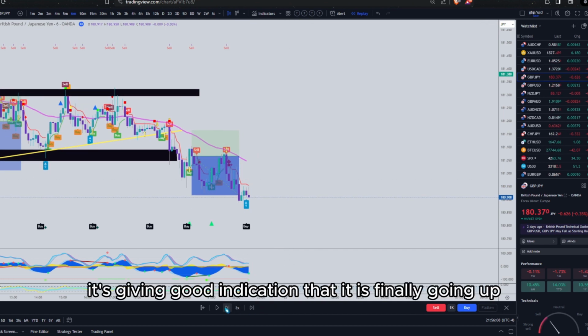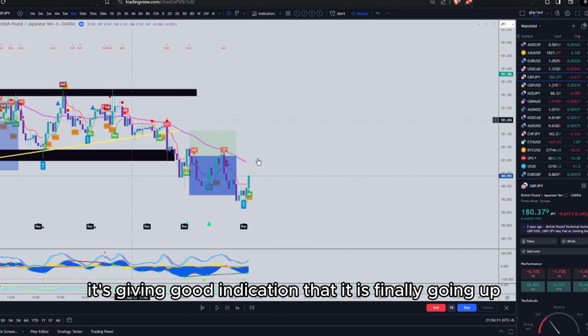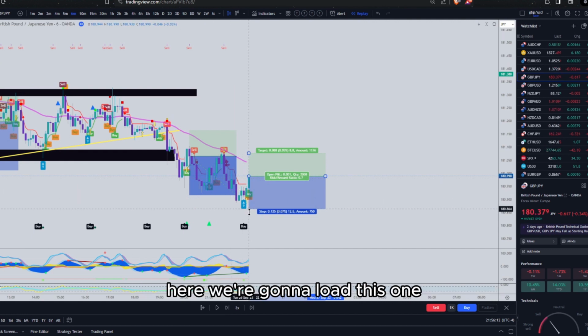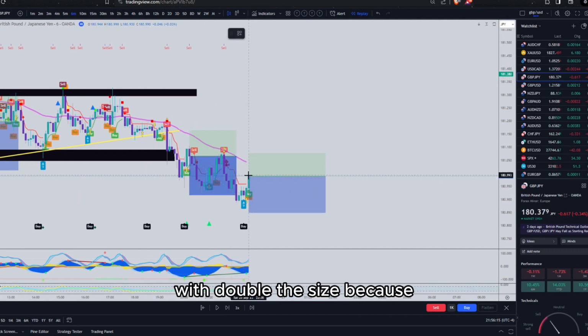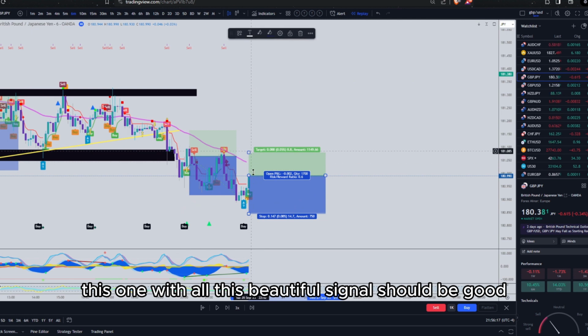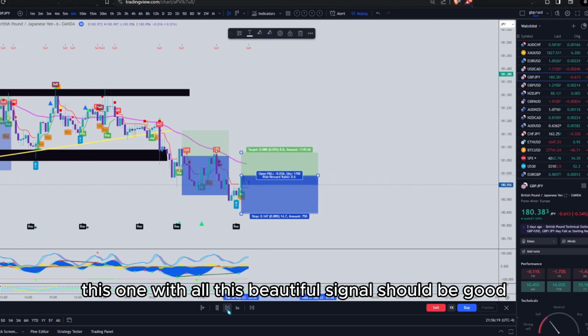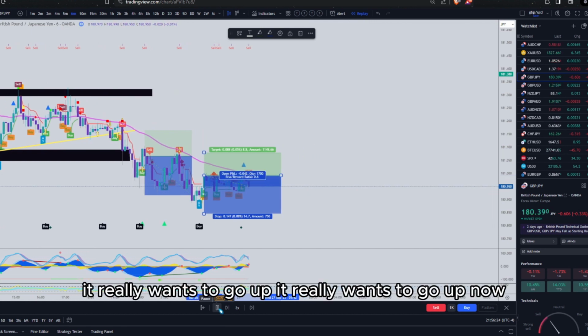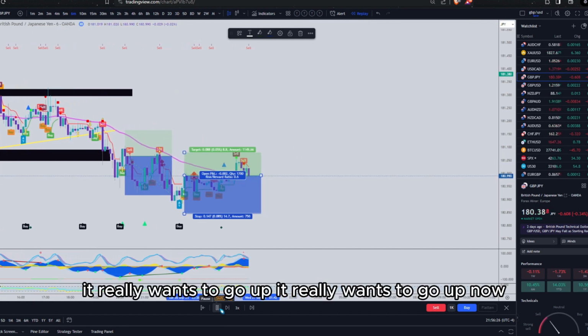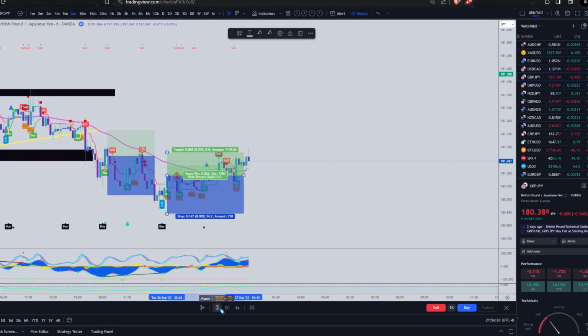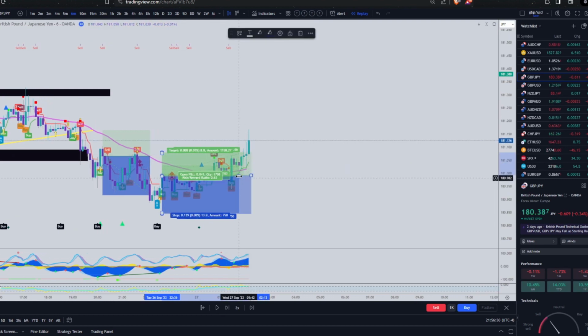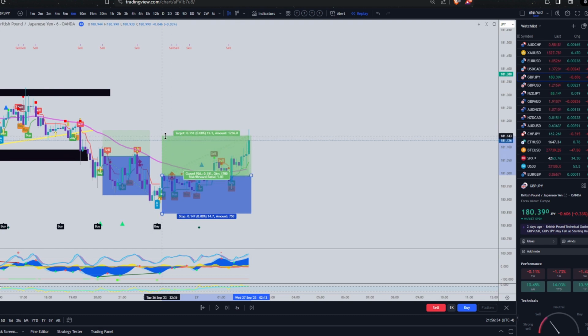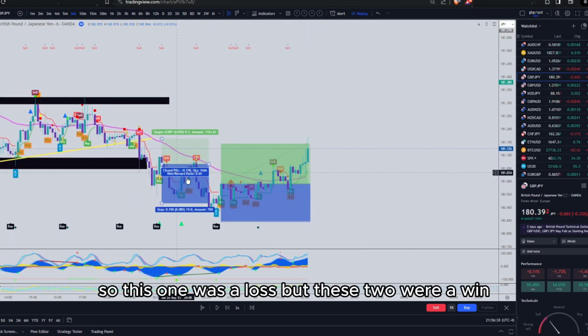Okay, it's giving good indication that it is finally going up. Okay, we're going to load this one with double the size because this one with all this beautiful signal should be good. It really wants to go up. It really wants to go up now. Yep. Boom. So this one was a loss, but these two were a win.